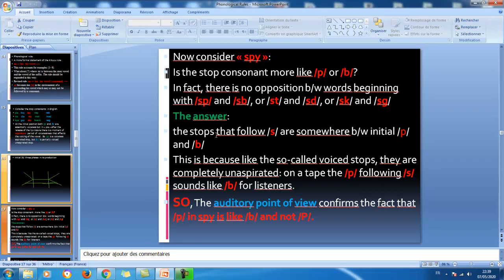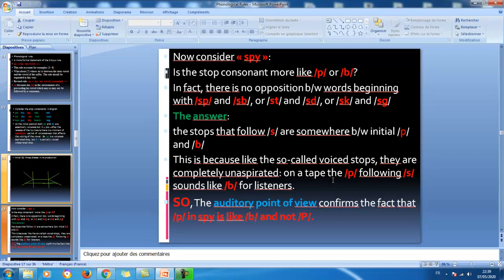Normally, the stops that follow s are somewhere between initial p and b. This is because, like the so-called voiced stops, they are completely unaspirated. So what makes the difference between the voiced stops and the voiceless ones is the fact that voiceless ones are aspirated and the voiced ones are unaspirated.